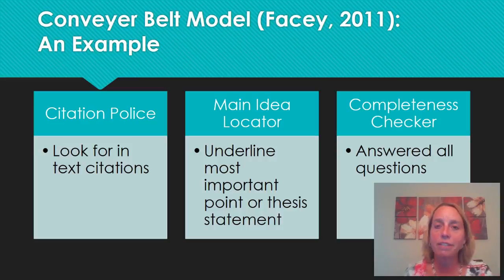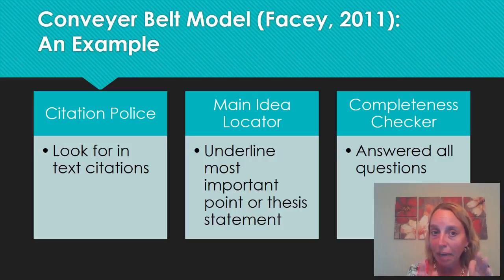Paper A is going to be looked at by the citation police first. So the citation police are going through it, looking to see what needs a citation and whether or not they did that effectively. And then the papers are going to rotate over to the next group, which will be the main idea locator. In the main idea locator, that group is looking at it, just again underlining the main point.